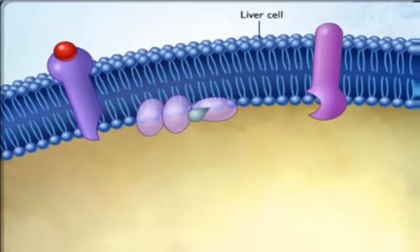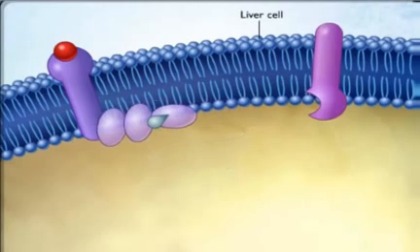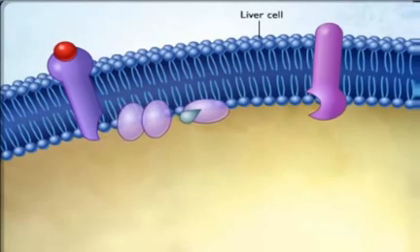When epinephrine binds to beta-adrenergic receptors on the liver cell, G proteins on the inner side of the cell membrane are activated. Each G protein is composed of 3 subunits, and the binding of epinephrine to its receptor protein causes one of the G protein subunits to dissociate from the other 2.